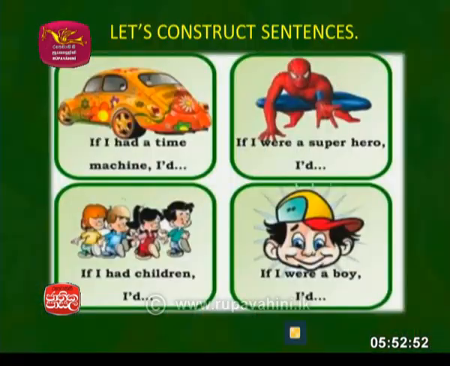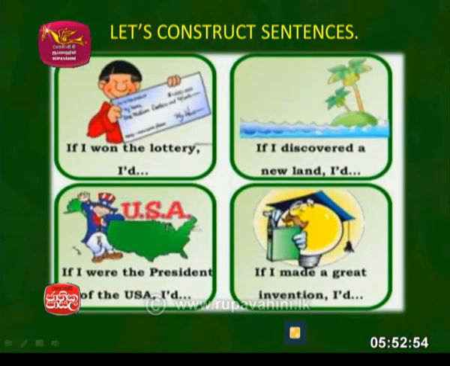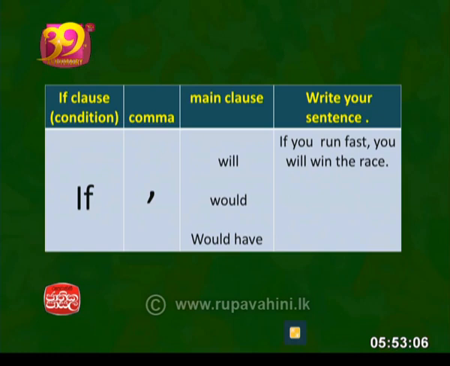Yes, so these are a few sentences for you as take home work. Look at the sentences and you can do them as an assignment. So this includes all types. So this is also an assignment, children. So you have the if clause. If you start with the if clause, you need to have the comma. Then you have three main clauses, will, would, would have, where you have all three types. And as homework, you are going to construct sentences.